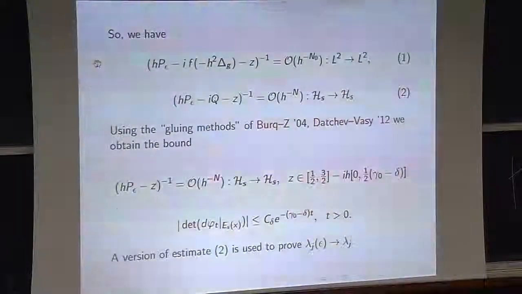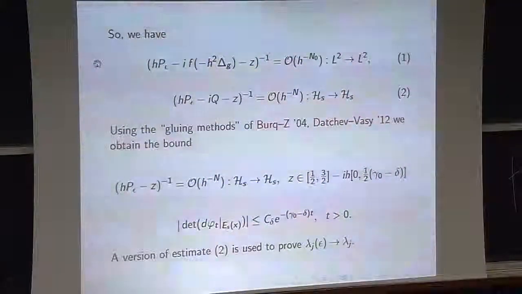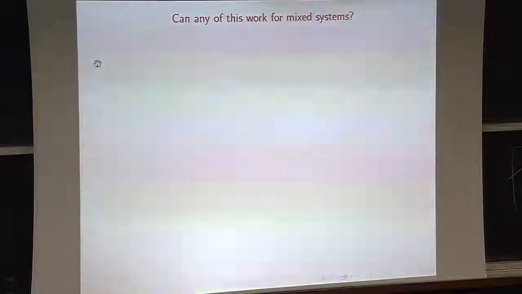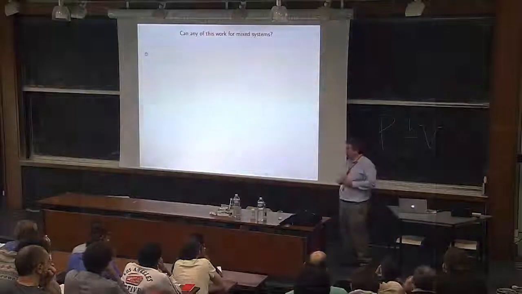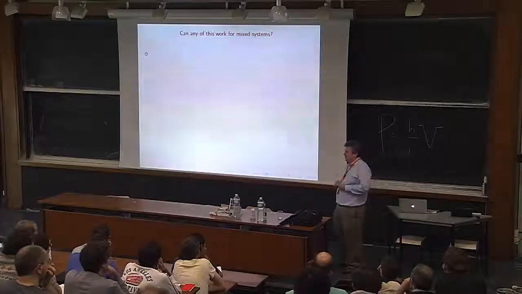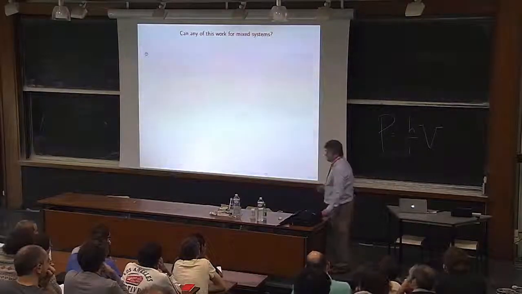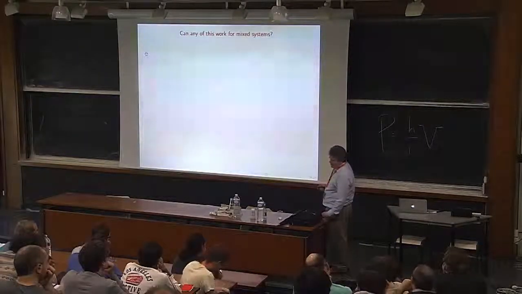And to finish, the version of this estimate was also crucial for proving this estimate of convergence to lambda j's as we proposed. So let me just say, because when you start looking for examples, you don't need to look far, you look at this room. This room probably has some chaotic trajectory somewhere, but it certainly has plenty of invariant tori. And so it's a mixed system. So can any of this work for mixed systems?